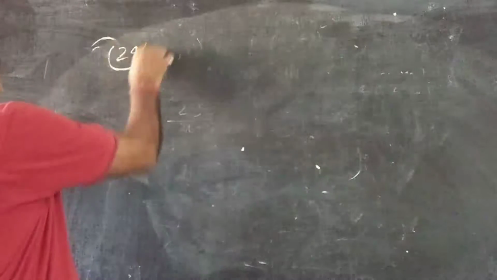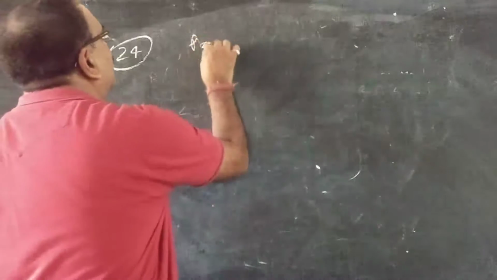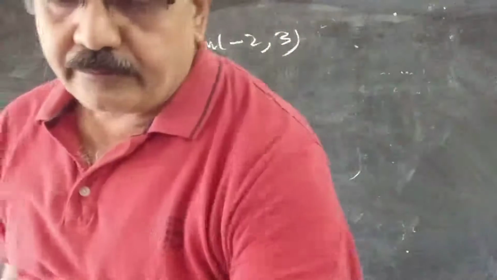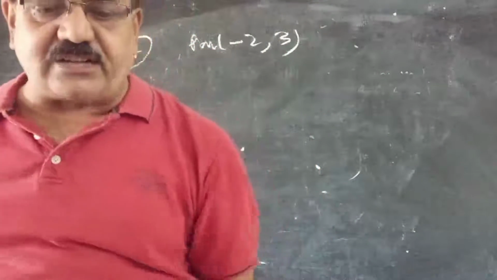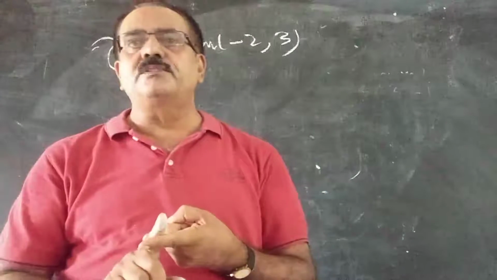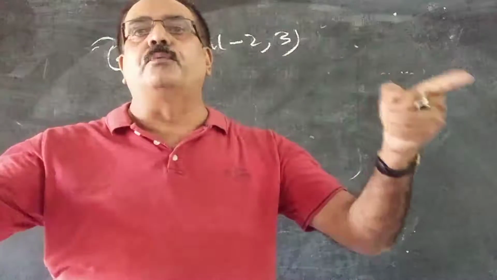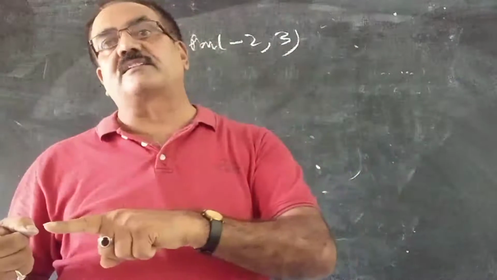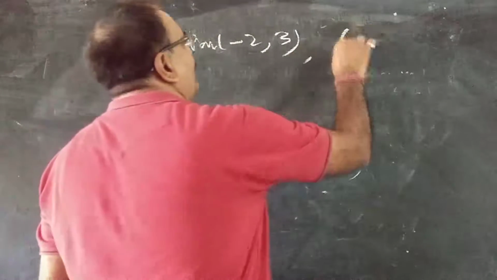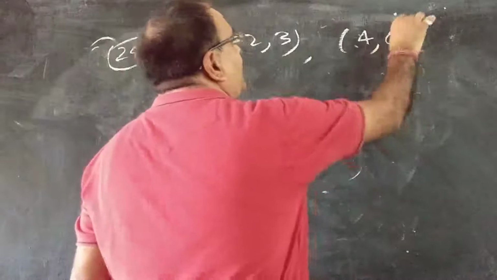Find the equation of a line which passes through the point (minus 2, 3) and has an x-intercept of 4 units. Having an x-intercept of 4 units means what? The line cuts the x-axis at 4. Now when it cuts the x-axis, the y-coordinate will be 0. So another point we have is x-coordinate 4, but y-coordinate 0.